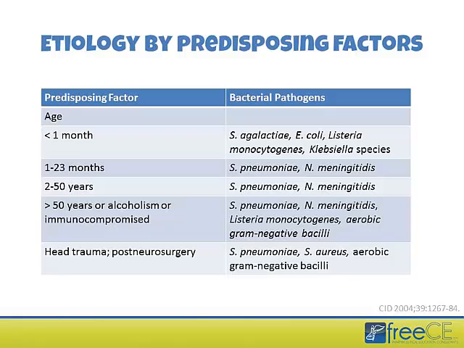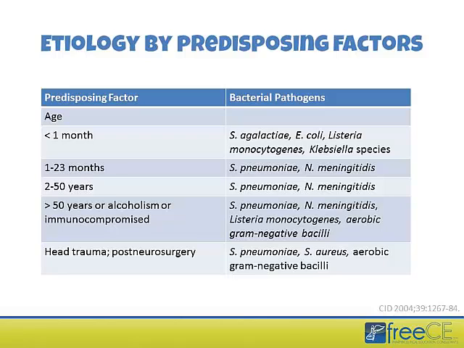So if somebody is less than 1 month of age, the most common causes are group B strep or strep agalactiae, E. coli, as well as Listeria, and Klebsiella species. When a child is between 1 and 23 months of age, the most common causes now are strep pneumoniae and Neisseria meningitidis. The same thing is true for those between the ages of 2 and 50 years of age.